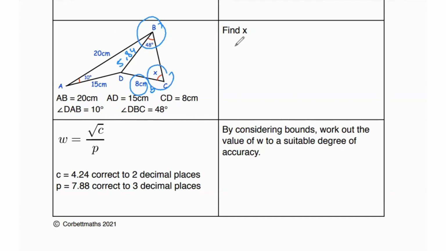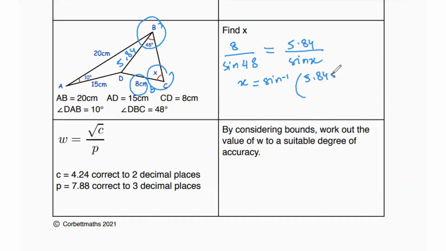So we will do 8 over sine of 48 equals 5.84 over sine of X. So X is going to be sine inverse of 5.84 times sine 48 divided by 8, and that is going to give us 32.9 degrees. I cross multiplied sine 48 with 5.84, divided the result by 8, and then I took sine inverse of the value that I get from this fraction, and that equals 32.9.